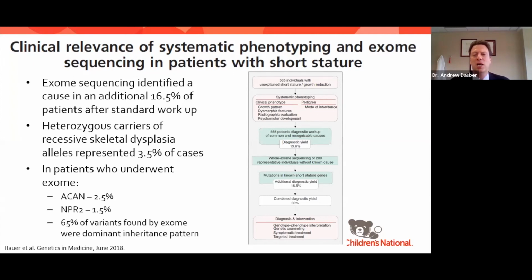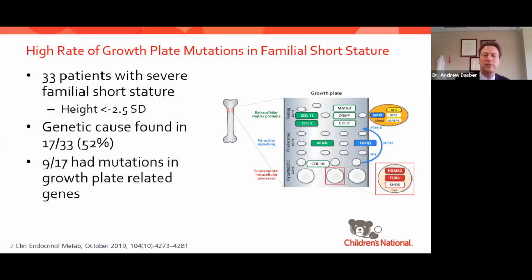They then took 200 of the patients who didn't have a specific cause and did exome sequencing in them, and they found an additional diagnosis in 16 more percent, giving a combined yield, if you do the math correctly, of around a third of the patients in whom a genetic diagnosis could be found. Some interesting points: around 2% had mutations in Aggrecan, around 1.5% had mutations in NPR2, and almost two-thirds of the variants found by exome sequencing followed a dominant inheritance pattern. They were primarily in skeletal genes.